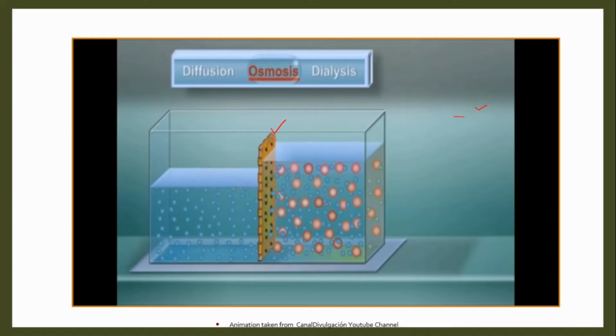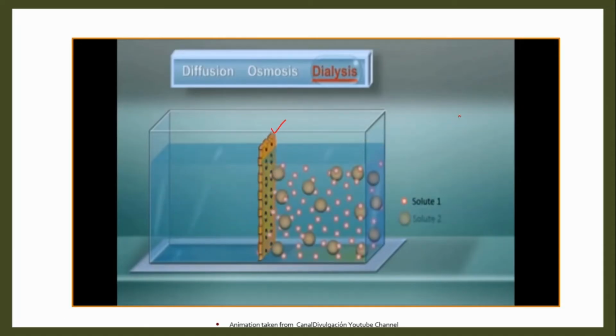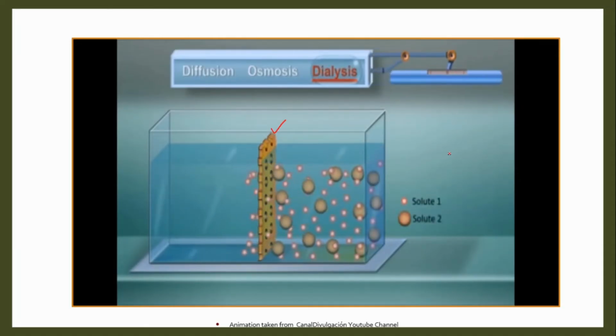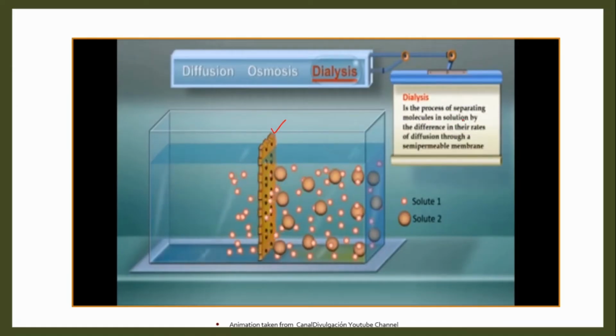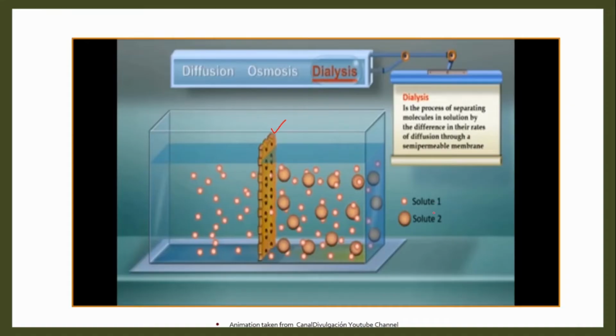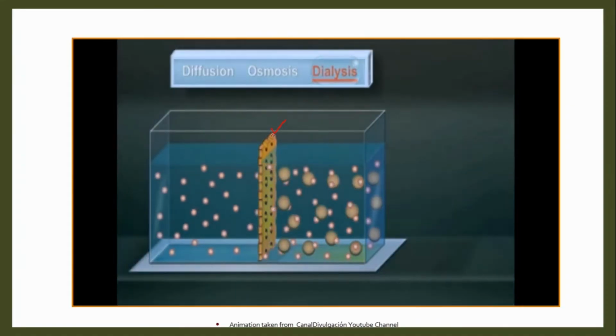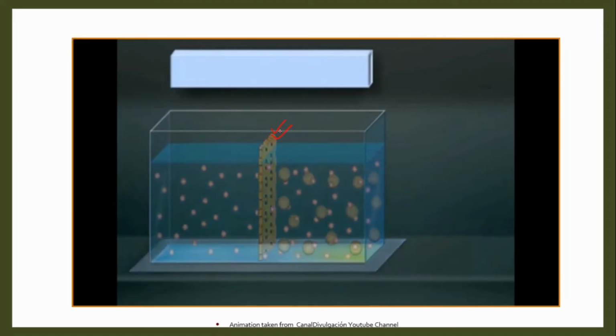And then if you go by dialysis, dialysis is almost similar, but the difference lies in which particle is flowing. So it is also a process of separating molecules, but there the solute particle passes. So depending on their rate of diffusion, it passes. But here also a semi-permeable membrane would be present.